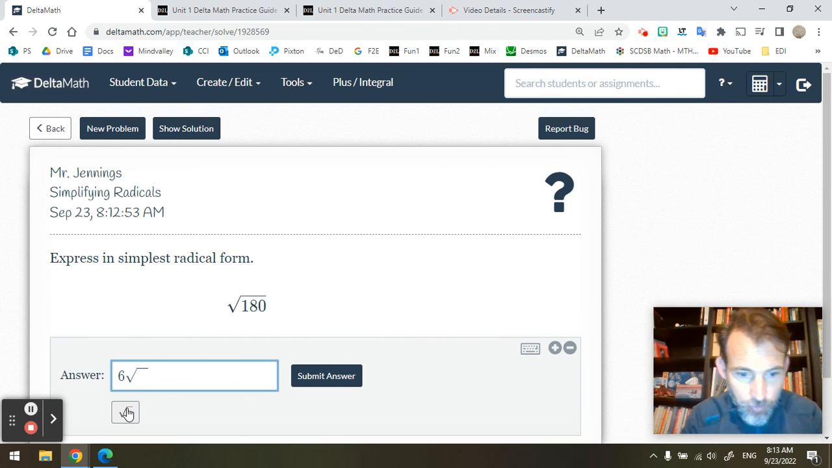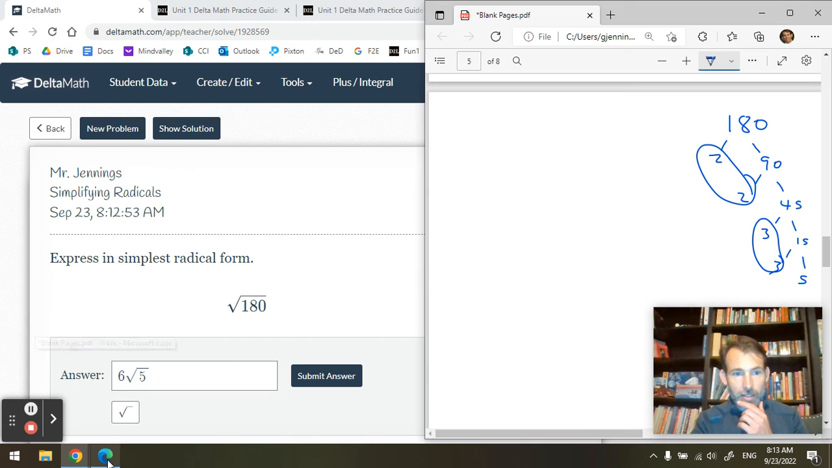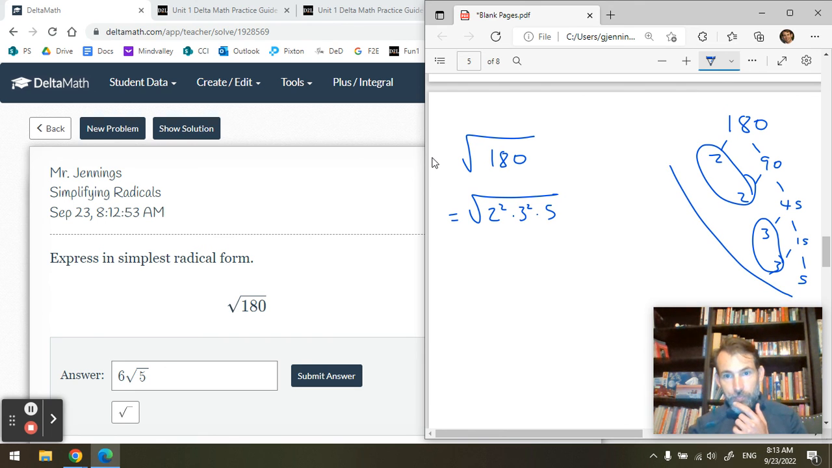6 root 5. Okay? Why? Well, if we really want to go for it, it would look like this. The square root of 180 is equal to the square root of 2 squared times 3 squared times 5. That's what I just showed here. And then this would be equal to the square root of 2 times 3 squared, they each have 1, times the square root of 5. Well, that just means 2 times 3 on the outside times the square root of 5, equals 6 root 5. Okay, and that's how you do these.